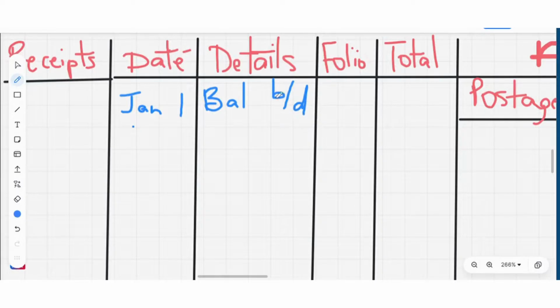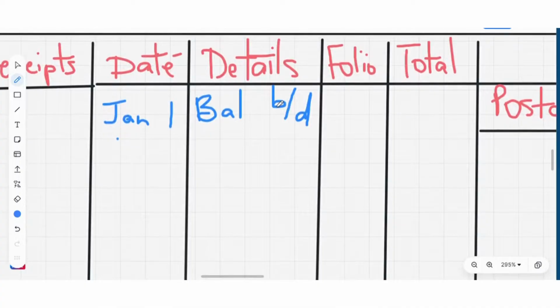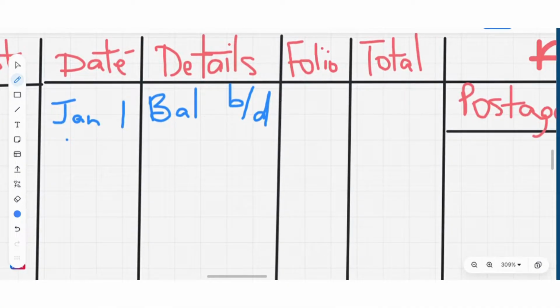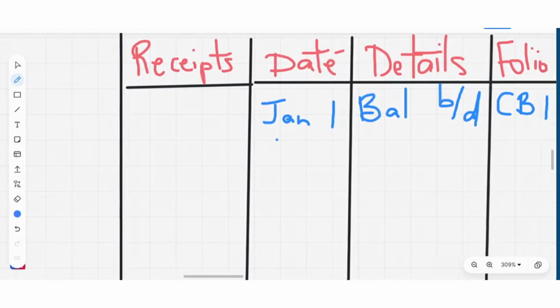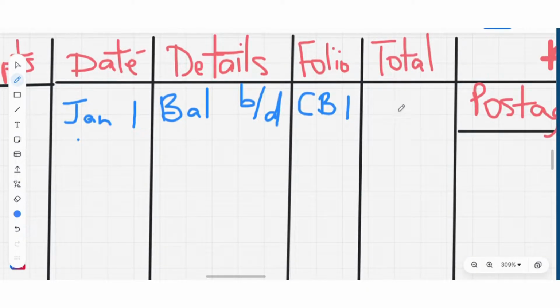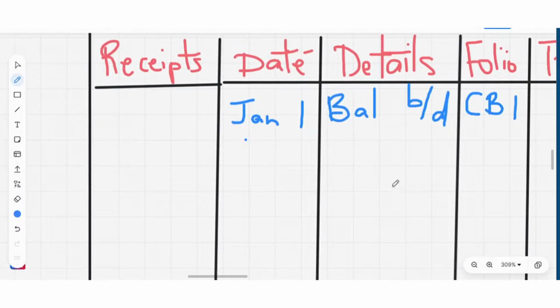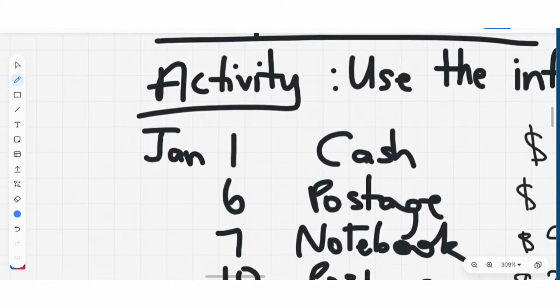Now for your folio column, this money will be taken out from the cash book, because this is large expenses. It's large amount of money. So you can just say cash book number 1. Then the total now will go to the receipt side. We're not going to put it in the total column here. These are for the expenses. We're going to put it on the receipt, because you would have received the $100 to spend. You receive it. So you put the $100 right here. You have to try to put everything in line. So we're finished with January 1.